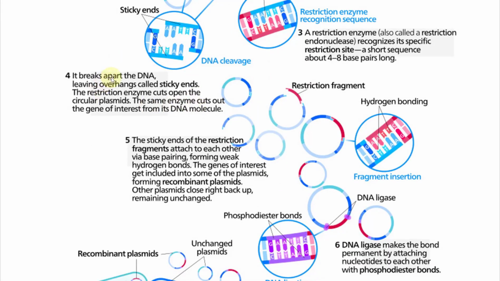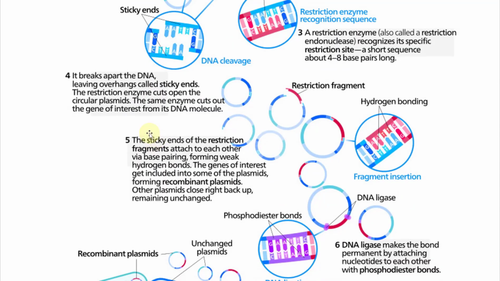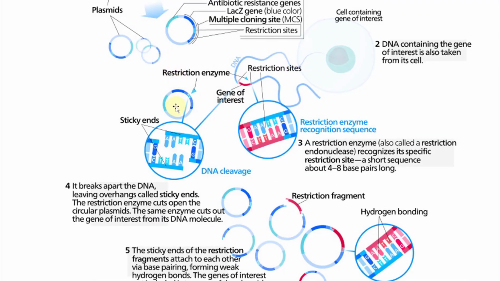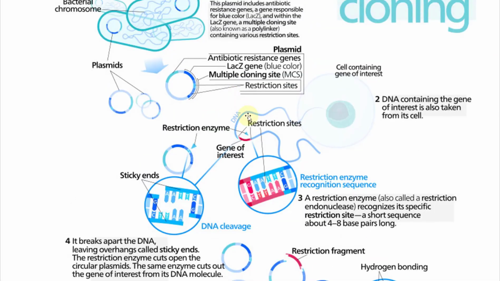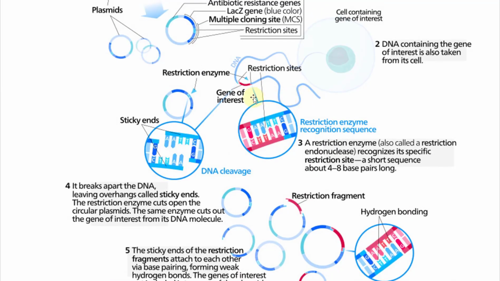So what you can do is, it breaks apart the DNA, leaving overhangs called sticky ends. The restriction enzyme cuts open the circular plasmids. The same enzyme cuts out the gene of interest from its DNA molecule. So you cut out this, and you cut out this. Yeah, so this is the one at the ends, and you just cut it over and insert that inside there. So you cut it open, now you have this restriction fragment that you've removed, and then you're going to put it inside this split there. So it splits, and you put that in there. And it's going to stick with hydrogen bonds.